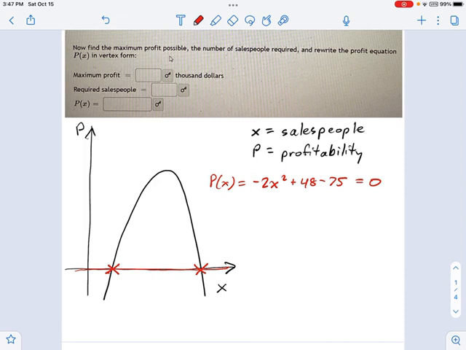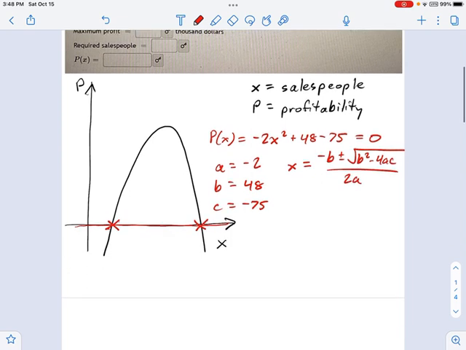I'm going to say A equals negative 2, B equals 48, and C equals negative 75. So we just put that into this guy. X equals negative B plus or minus square root of B squared minus 4AC over 2A. All right, now plug all those things in. I'll need a little more space for this.